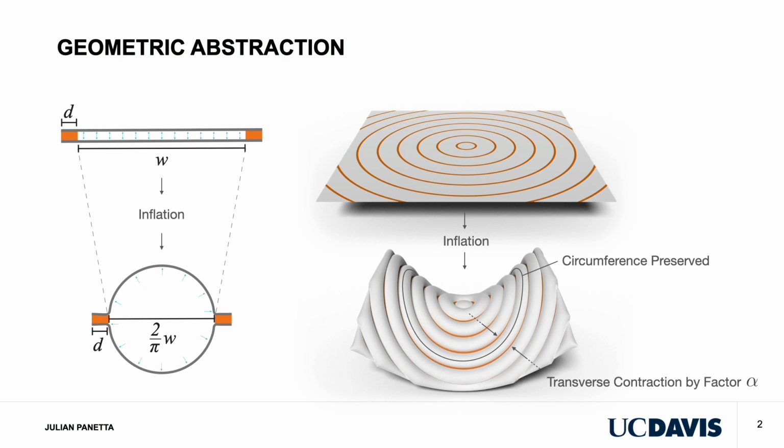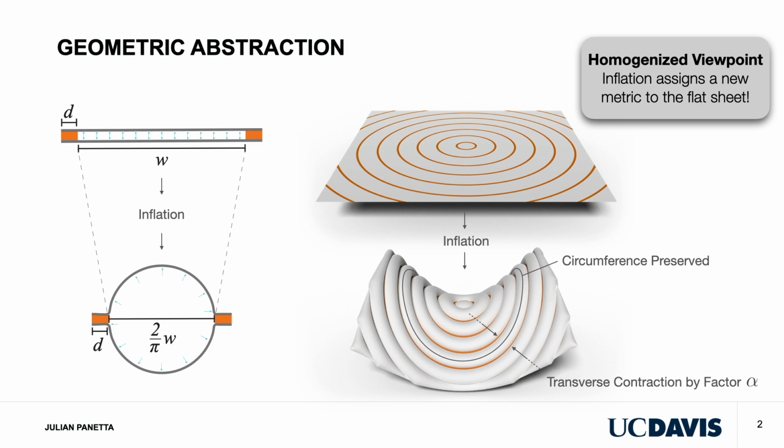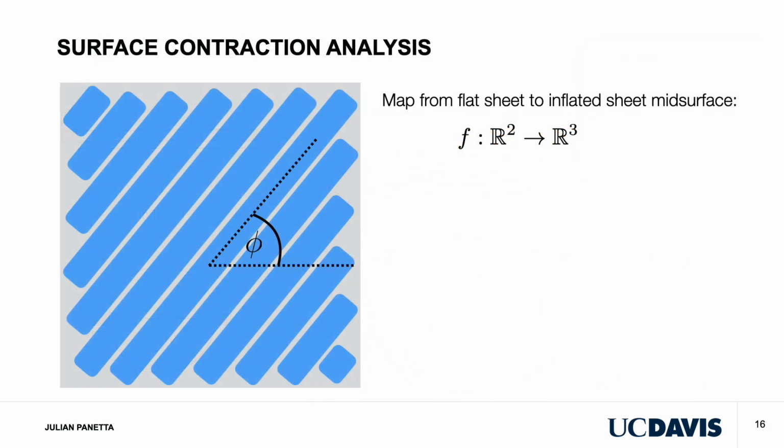We can therefore take an abstracted, homogenized view of the inflation process as changing distances between points on the sheet and effectively assigning a new metric to the sheet. If the new metric spatially varies, it can force the sheet to assume a shape with non-zero Gaussian curvature. In this homogenized model, we can represent the inflation as a mapping from the flat sheet in the 2D plane to a surface in 3D.